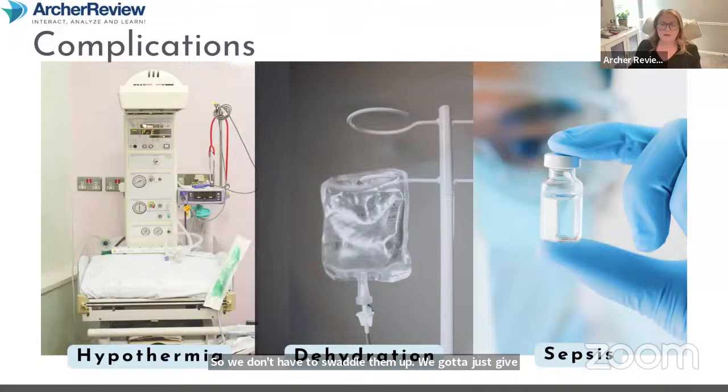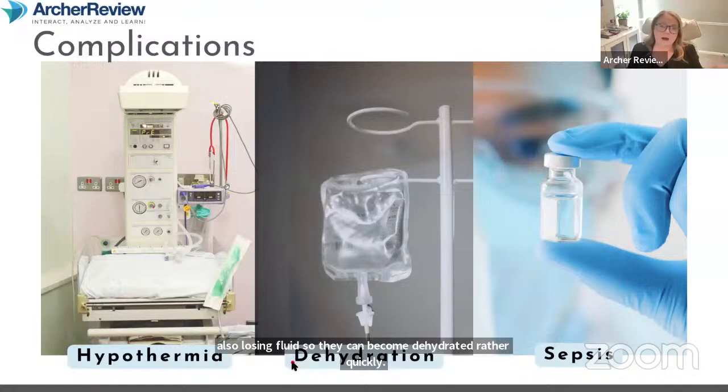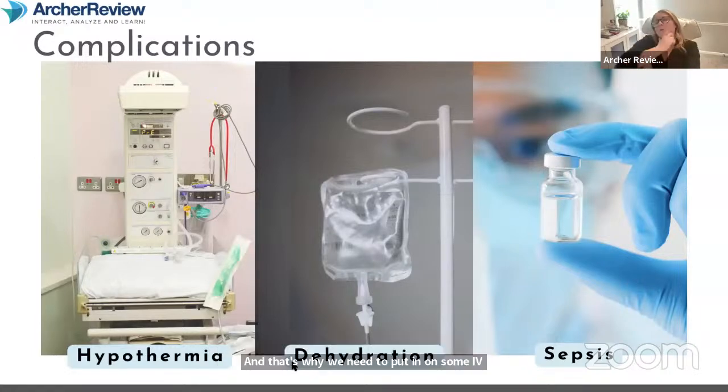Now, the second complication I'm worried about goes hand in hand. They're losing heat to their environment, and they're also losing fluid. So they can become dehydrated rather quickly. And that's why we need to put them on some IV fluids. What fluids should we put them on? Well, think big picture. This baby's going to need nutrition somehow, right?